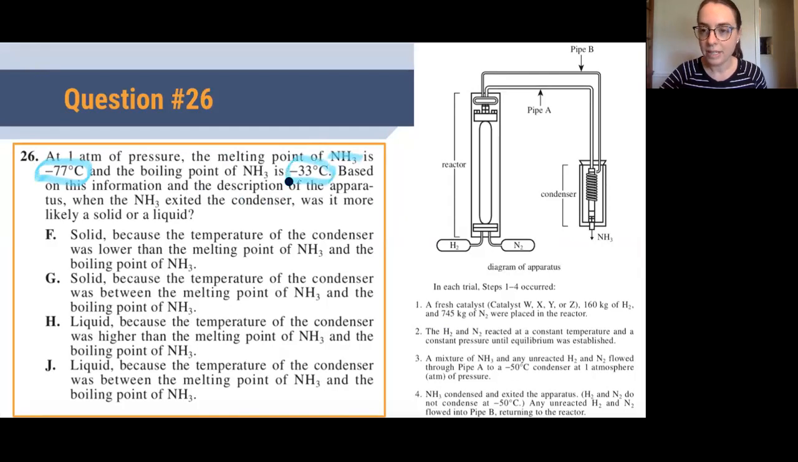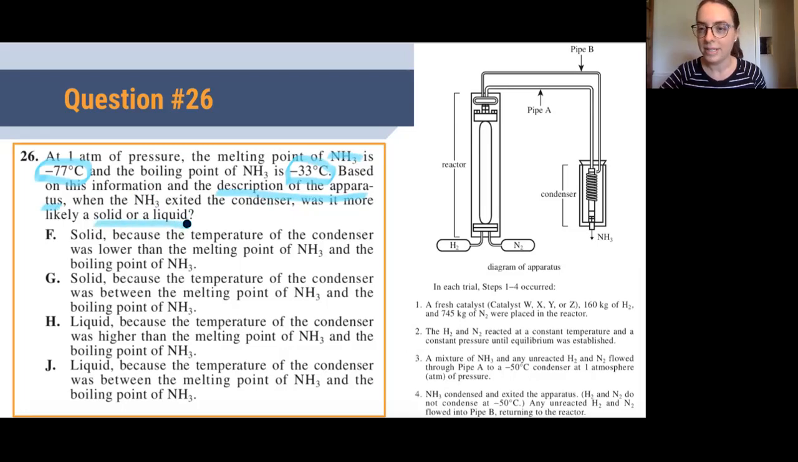So if it's above negative 33, it boils and becomes gas. If it's below negative 33, it's still liquid. So it's a liquid somewhere between negative 77 and negative 33. Based on this information and the description of the apparatus, and apparatus just means the tools that you're using for your experiment, when the ammonia exited the condenser, was it more likely a solid or a liquid?